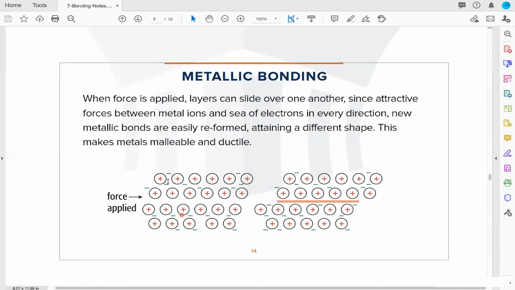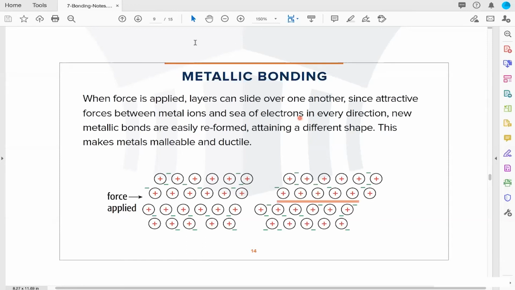There are cations. So if you apply force on them, these cations will simply move to a side. And that's why we say that these are ductile and malleable, because they have layers that can slide over each other if a force is applied without breaking. Okay. So there is a strong attraction between the sea of electrons and the metal ions, so that allows them to not break. But more than that, because there are layers, these layers will simply slide over each other if you apply a force, and that way they're ductile and malleable.